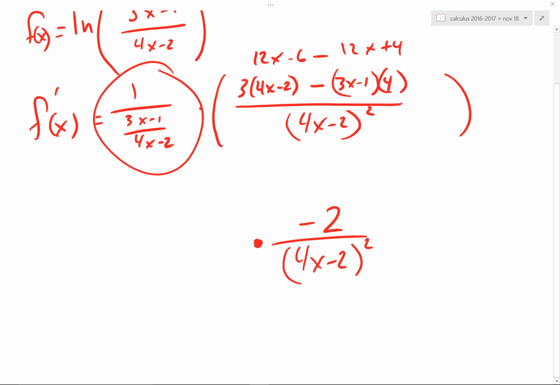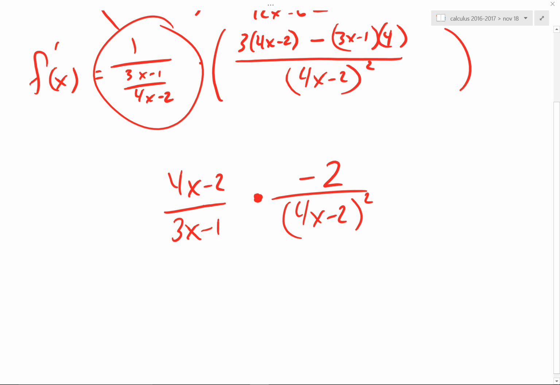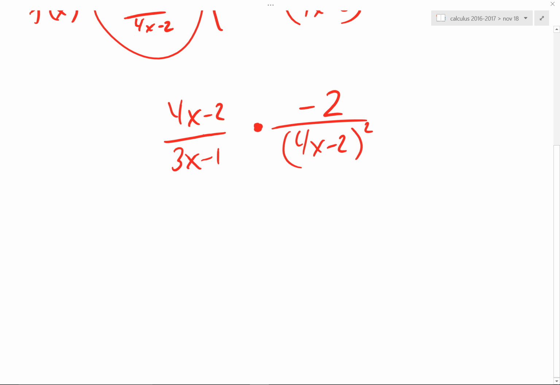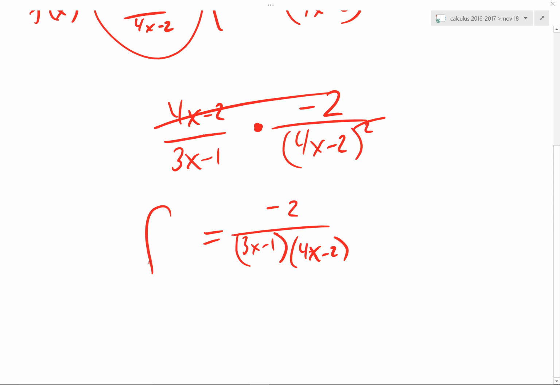Now, what happens to this mess over here? It just flips upside down, yes? Brooke, can I do anything with cleaning that mess up at all? Wait, for the first part? Can I just finish cleaning that up at all? There's a multiplication problem, you know. And I'm left with negative 2 over 3x minus 1 times 4x minus 2. This is our derivative, yes?